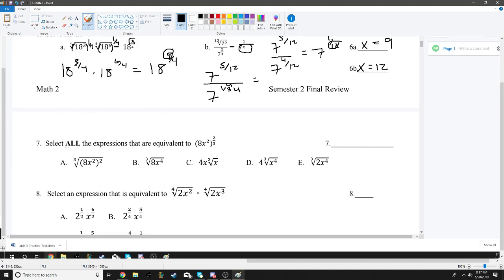Select all the expressions. All of them. Okay.